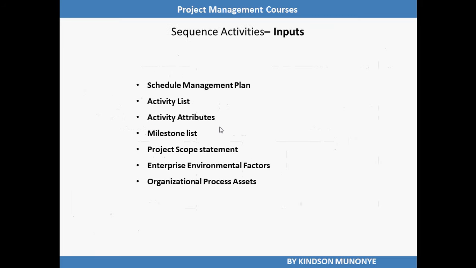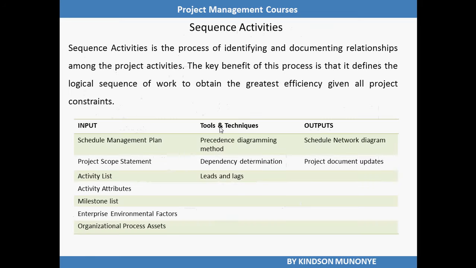Just a recap of the ITTOs of sequence activities. We have the inputs to be schedule management plan, project scope statement, activity list, activity attributes, and milestone list, the EEFs and the OPAs. Three tools and techniques: precedence diagramming method, PDM, also known as activity on node, and dependency determination. Then we have leads and lags. The outputs are schedule network diagram and project document updates.